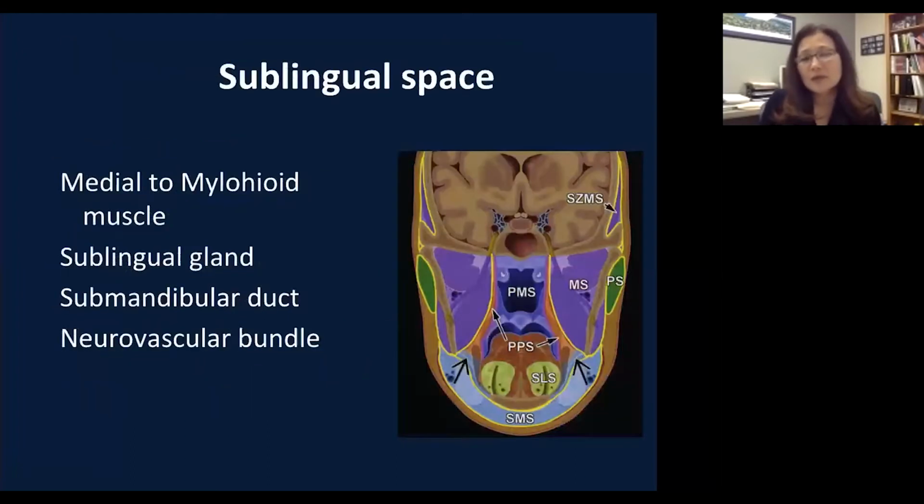So, moving on to the sublingual space. The sublingual space is medial to the mylohyoid muscle, and includes the sublingual gland, the submandibular duct, and the neurovascular bundle.